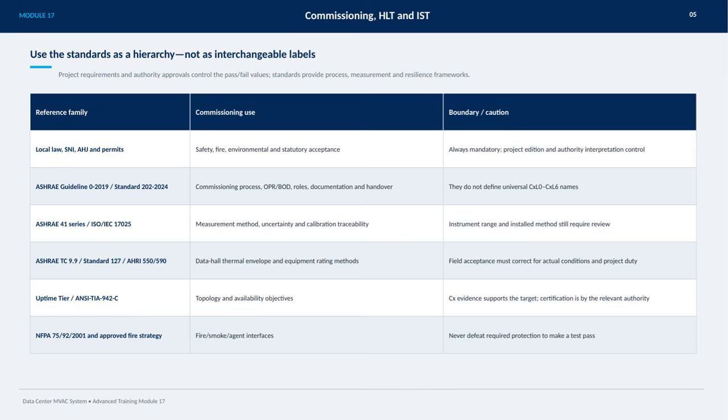Under no circumstances should required protection be compromised simply to pass a test. Keeping these standards in their proper hierarchical roles ensures that the commissioning process is thorough, compliant, and resilient.